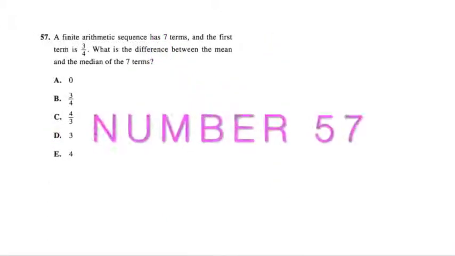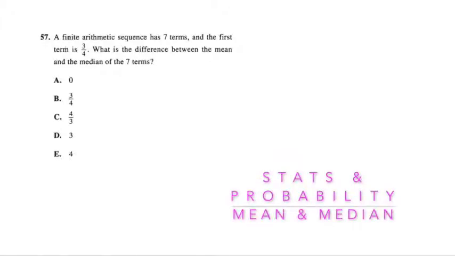Number 57 is a statistics and probability question, and we're working with mean and median. A finite arithmetic sequence has 7 terms, and the first term is 3/4. What is the difference between the mean and the median of the 7 terms? Now this question is fairly easy if you use your own terms. It tells us that there are 7 of them. 1, 2, 3, 4, 5, 6, 7.